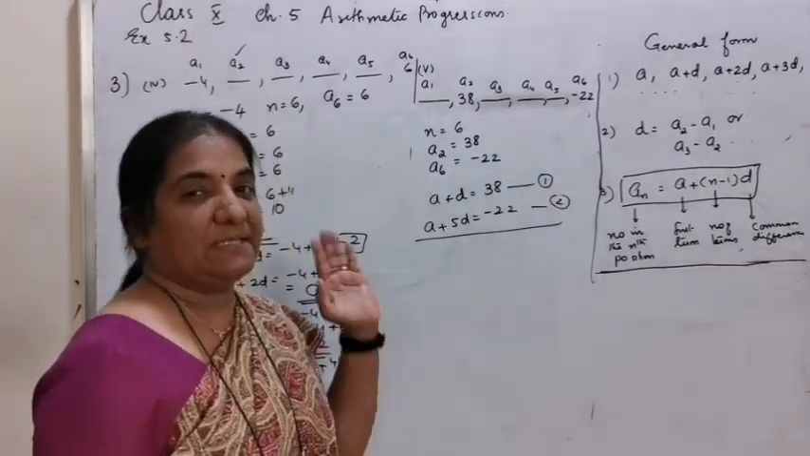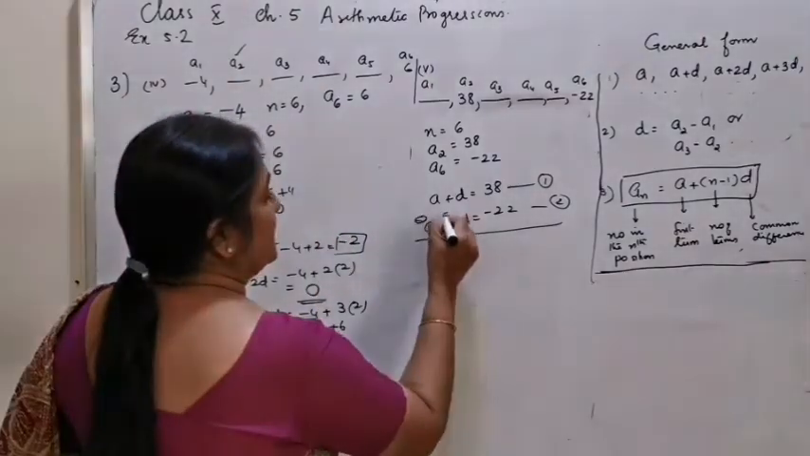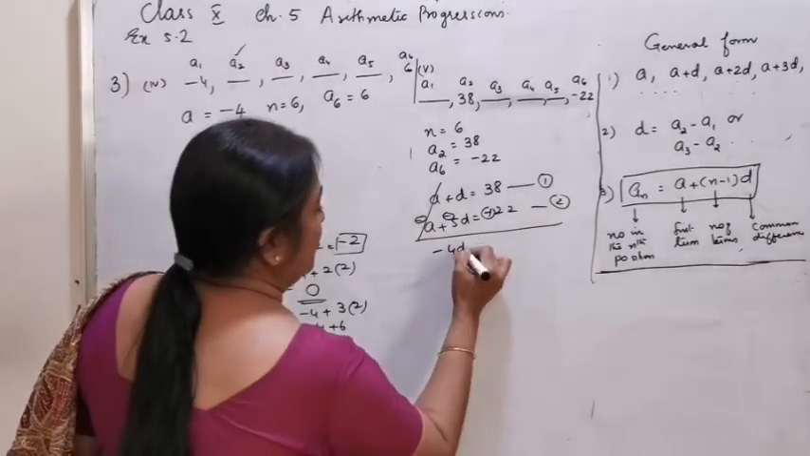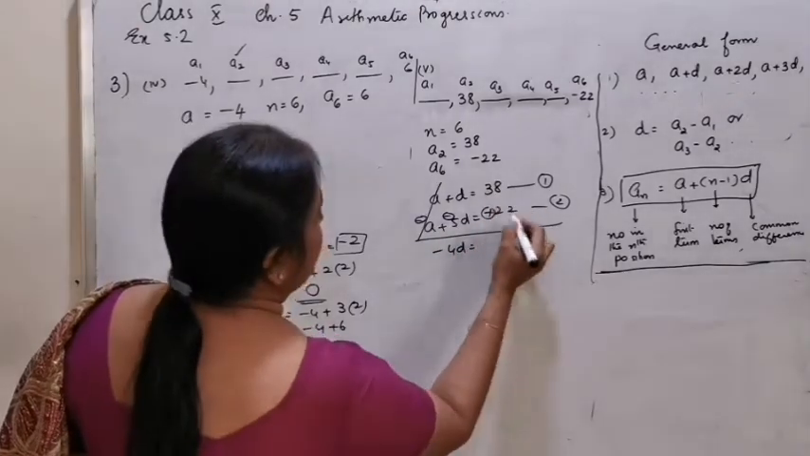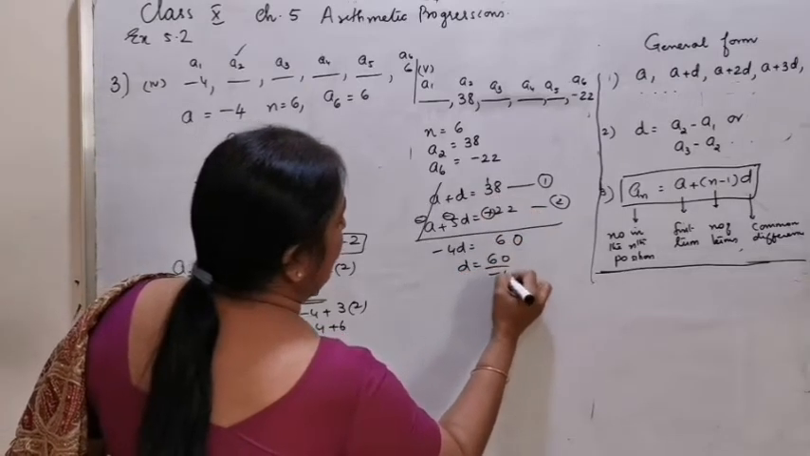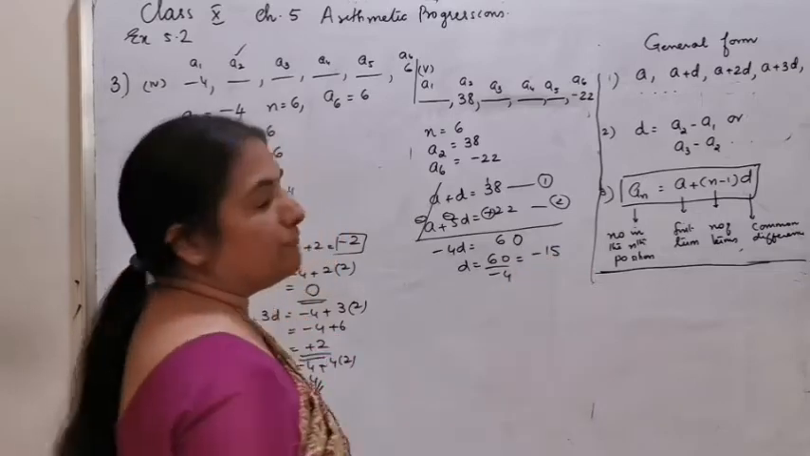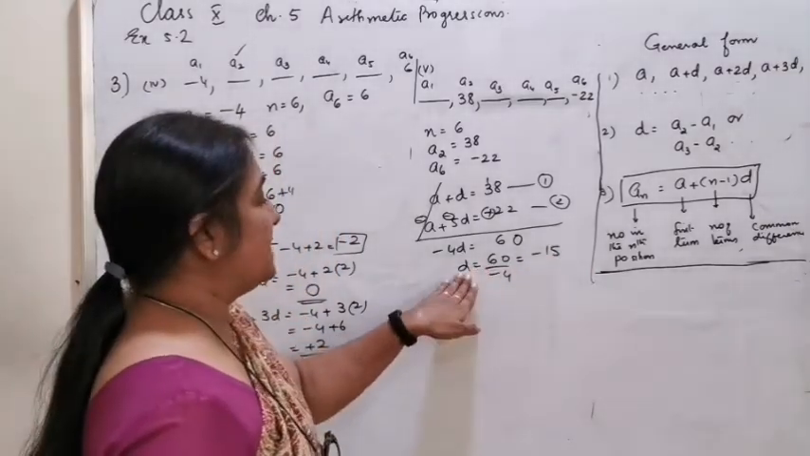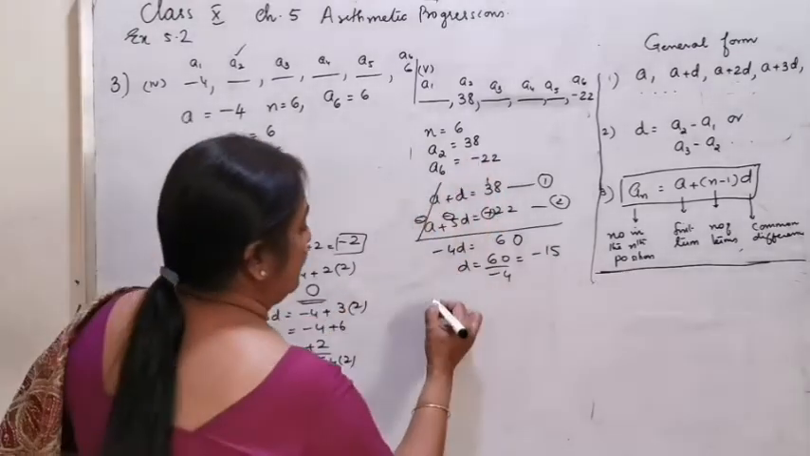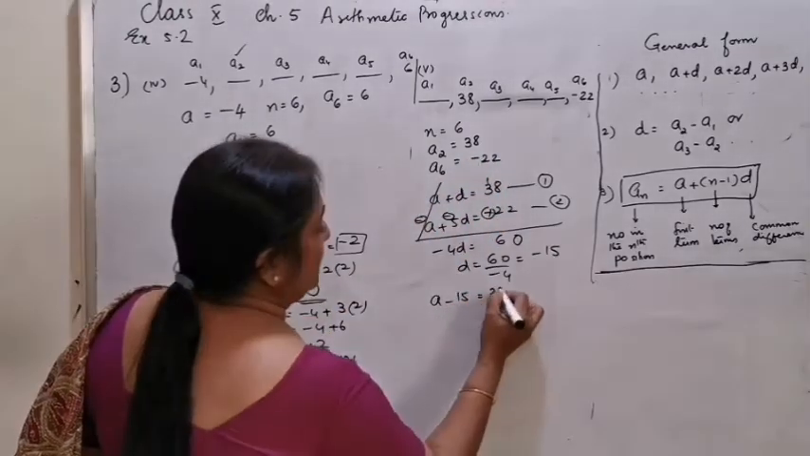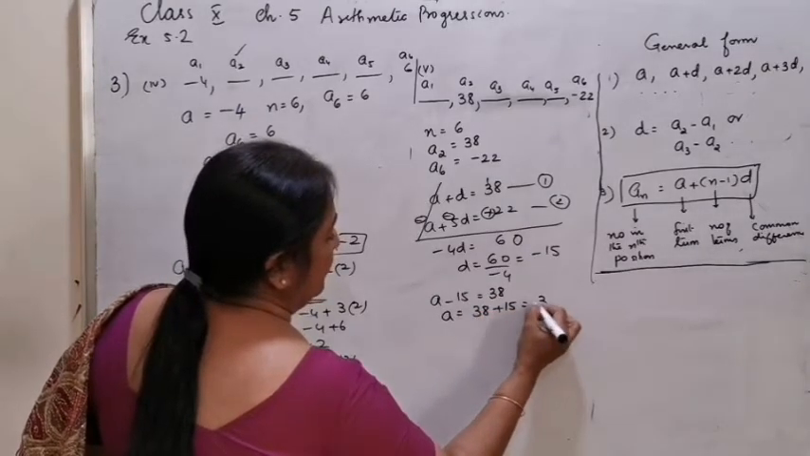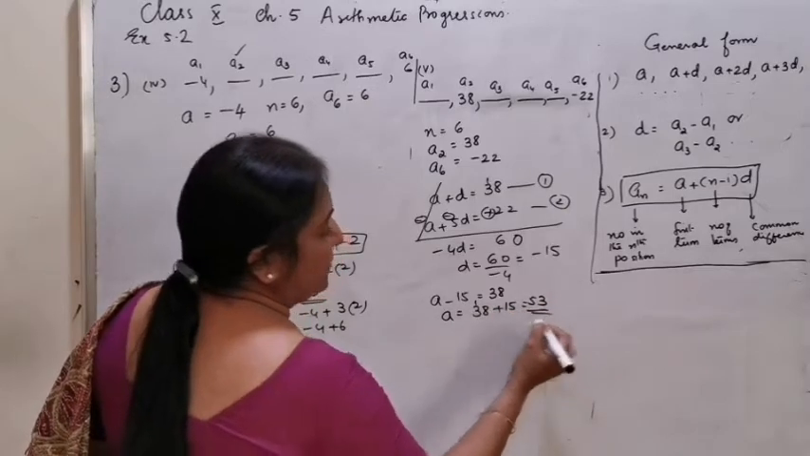Solve the equations. That means subtract the equations. Change the signs. D minus 5D is minus 4D is equal to 38 plus 22, 60, or D is equal to 60 divided by minus 4 is minus 15. Once you get the value of D, substitute in one of the equations to get the value of A. A minus 15 is equal to 38, or the value of A is 38 plus 15, it is 53.